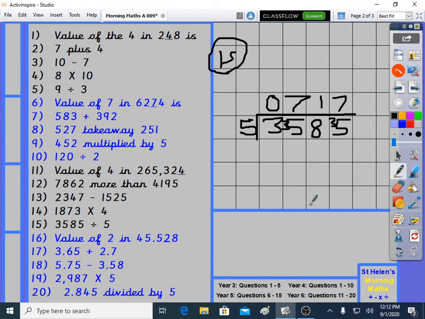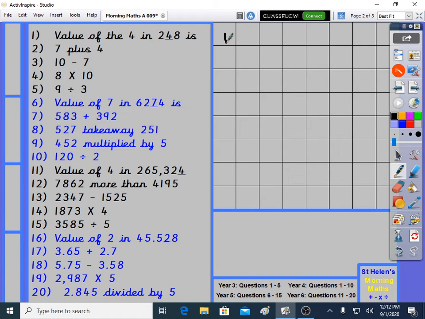717 we get. Division makes things get smaller. So 3,585, when it gets shared out between 5, you've got much less. Each person has 717.